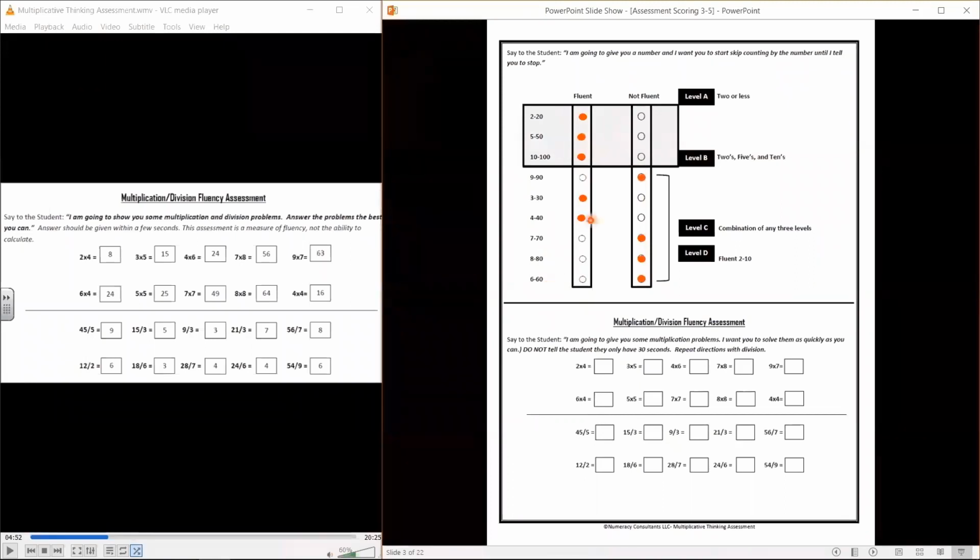That's not skip counting, that's repeated addition. So that would not be fluent. So if they evolve from skip counting to adding, that's just not fluent, okay?